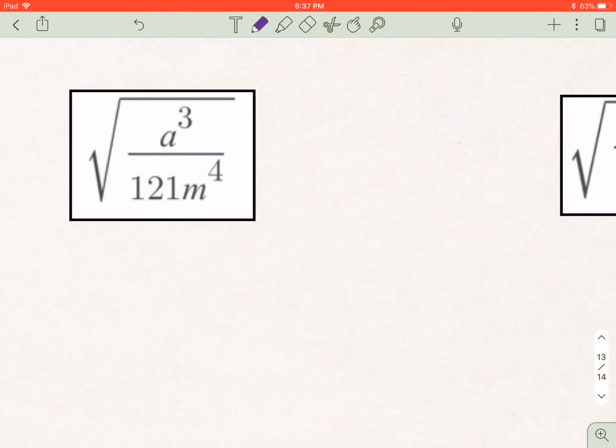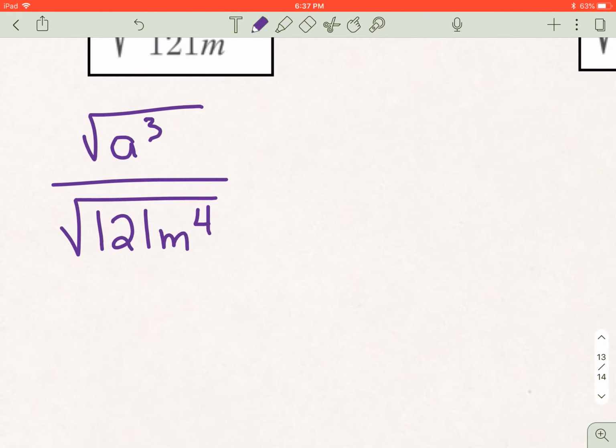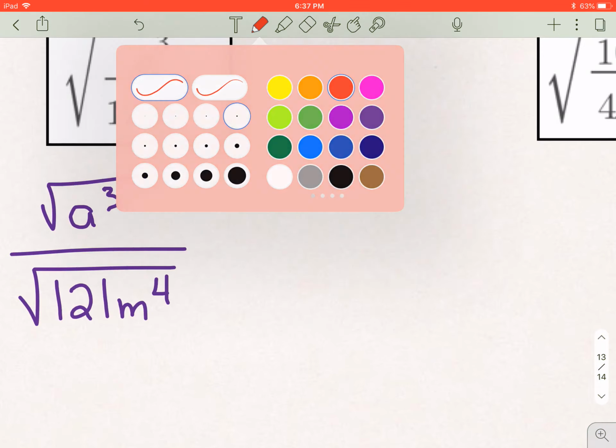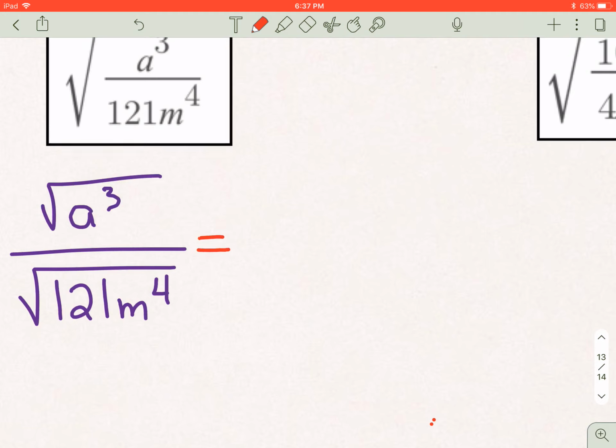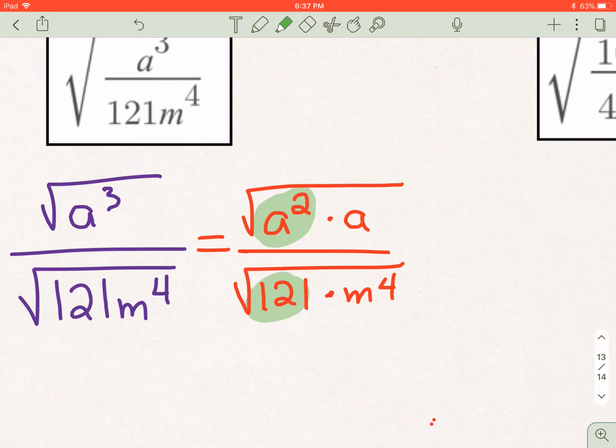This one, a little more complicated. I'm going to write it as the square root of a to the third all over the square root of 121 m to the fourth. For this one, I would have to rewrite it first because a to the third is not a perfect square, but I can make it into a partial perfect square by writing a to the second times a all over the square root of 121 times m to the fourth. Find my perfect squares, and there they are.